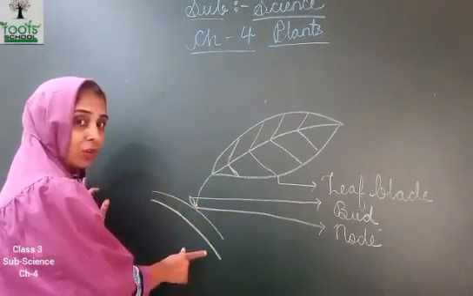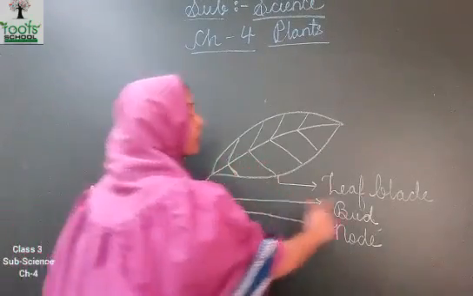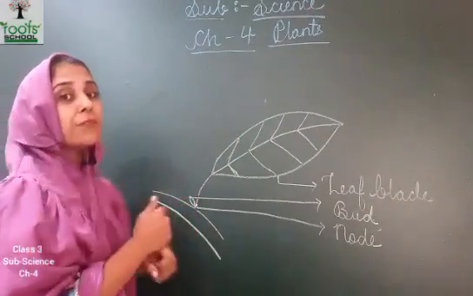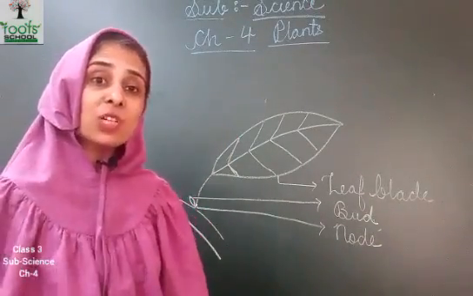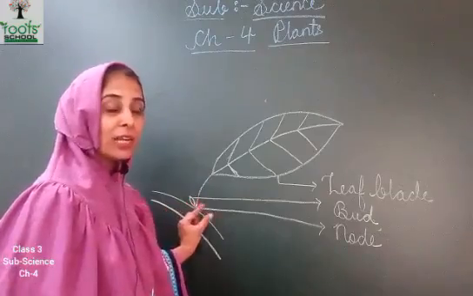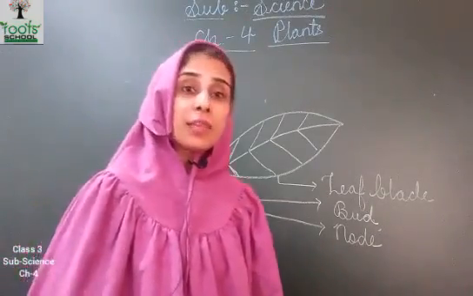So everything comes out of the stem. This is the stem. This is the leaf. This is the leaf blade. The starting point where the leaf and stem are attached is called the node. And this small thing is called a bud. So this is the structure of a simple leaf.